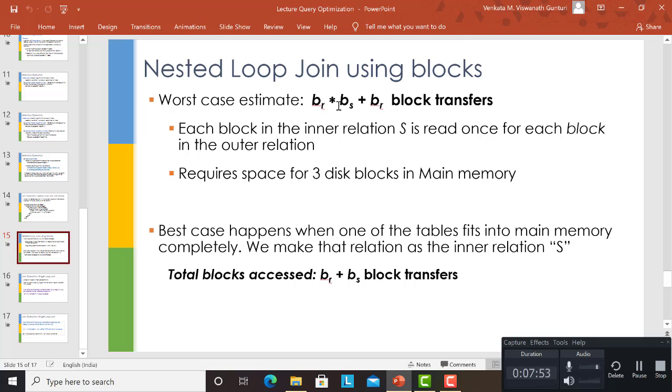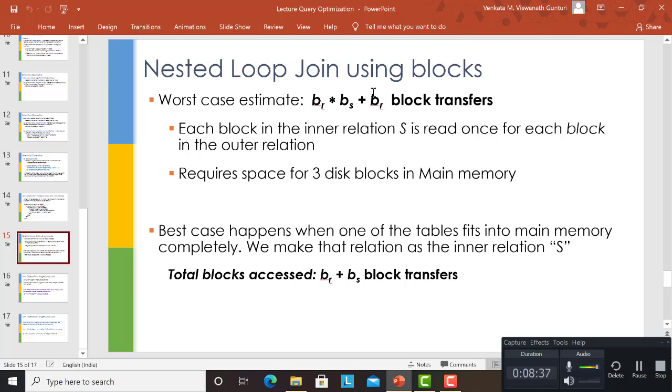Okay, so you brought in the first block of relation R, and then you read the entire relation S. Now if your relation S contains BS number of blocks, then your relation S would be read once for each block of relation R. Here B subscript R is the number of blocks in your relation R. So this whole expression BR times BS signifies the fact that your relation S is going to be read once for every block of relation R. So this many read accesses to the secondary memory will be done just for reading the relation S.